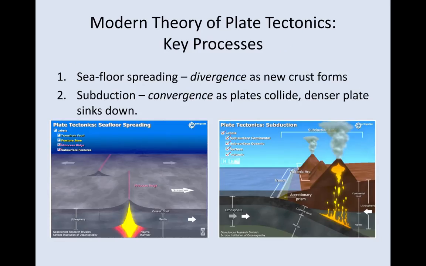So the modern theory of plate tectonics is really driven by two key processes. We've looked at them already, but it's worth spending some time to identify them. First, seafloor spreading, as new crust is forming and oceanic crust is being pulled apart, causing divergent forces. Second, subduction, as plates collide, seeing convergent forces, pushing plates together. And as the plates collide, the denser plate, typically an oceanic plate, sinks down.